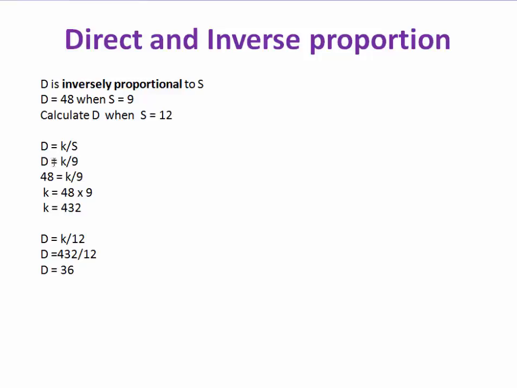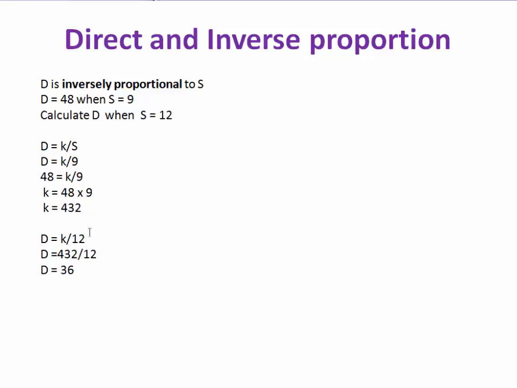So D equals K divided by 9, because we're told S is 9. We're told D is 48, so 48 equals K over 9. K equals 48 multiplied by 9. So when we rearrange, take the 9 to the other side, so we multiply. So K equals 432. So we worked out our K.